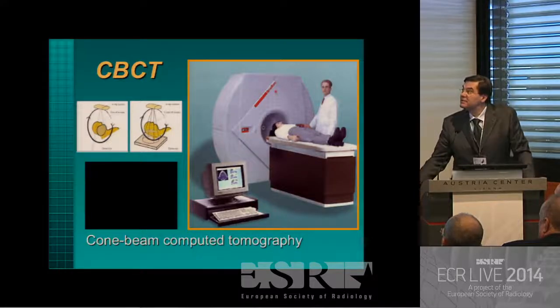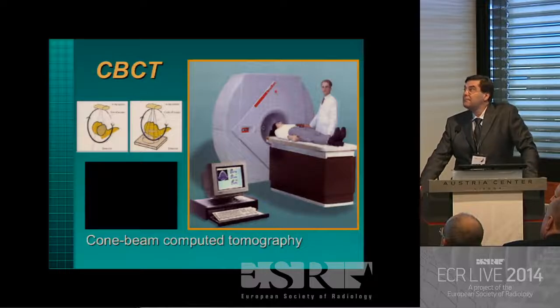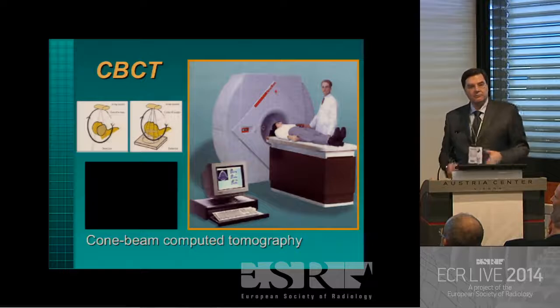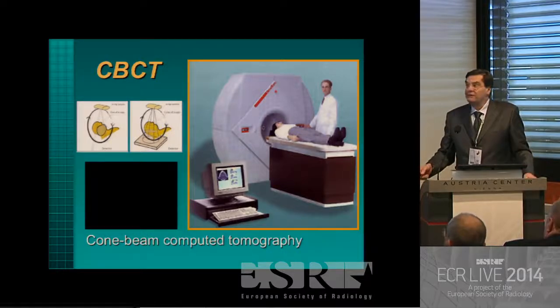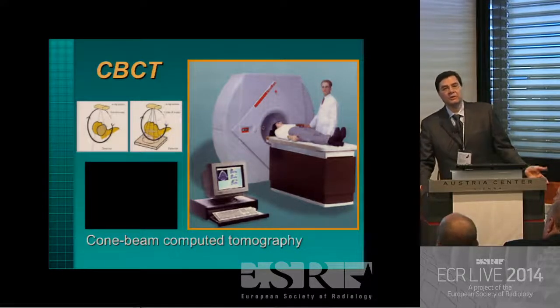The single slice CT has a single fan beam, and meanwhile all the CT devices have gotten multiple slices, and so the fan is getting wider and wider, and meanwhile you don't have a very big difference anymore between multi-slice CT and cone beam CT.